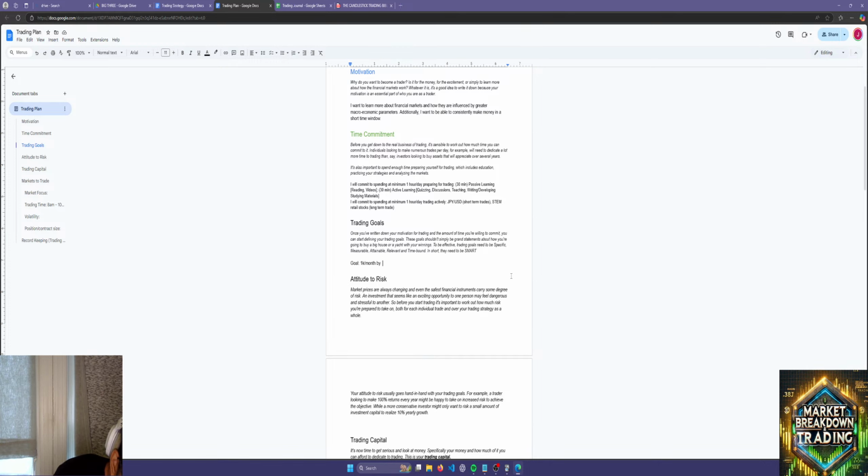To hit 1,000, I need to basically be hitting probably something like $25 per trade. Is that realistic? 25 times 40 is 1,000. 1K a month. That's $25 per trade.